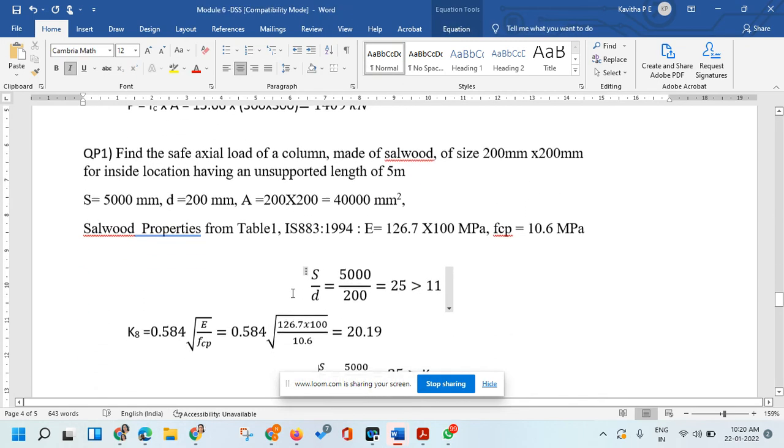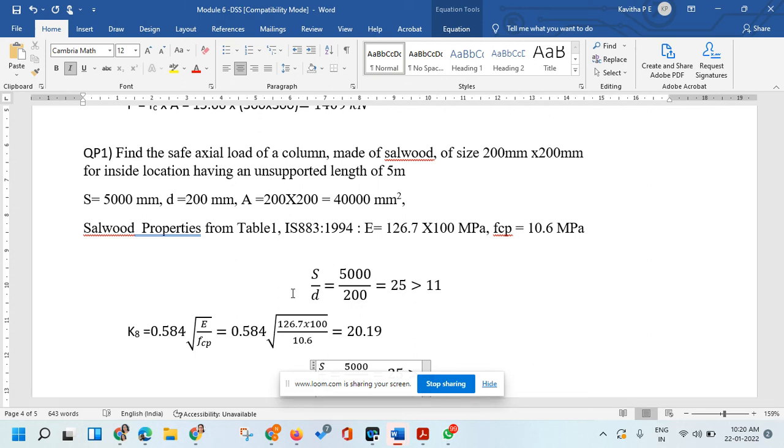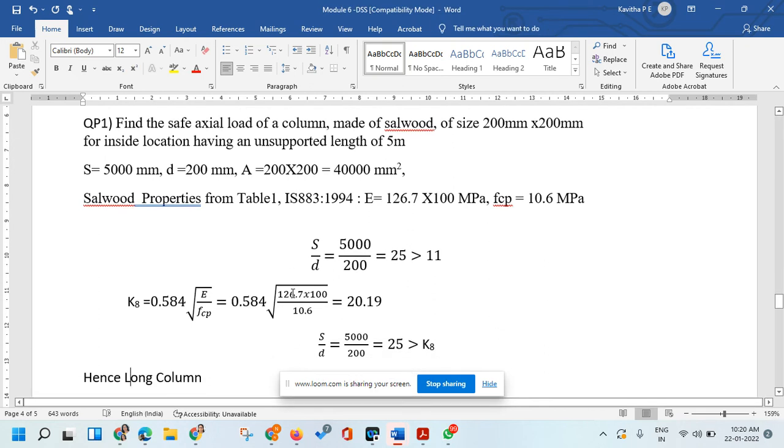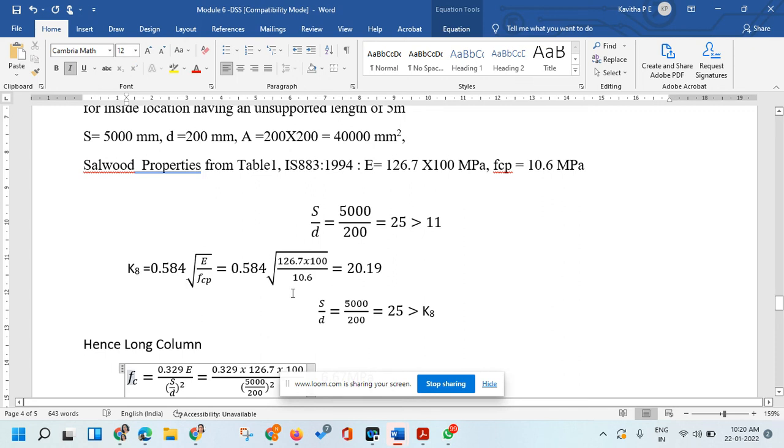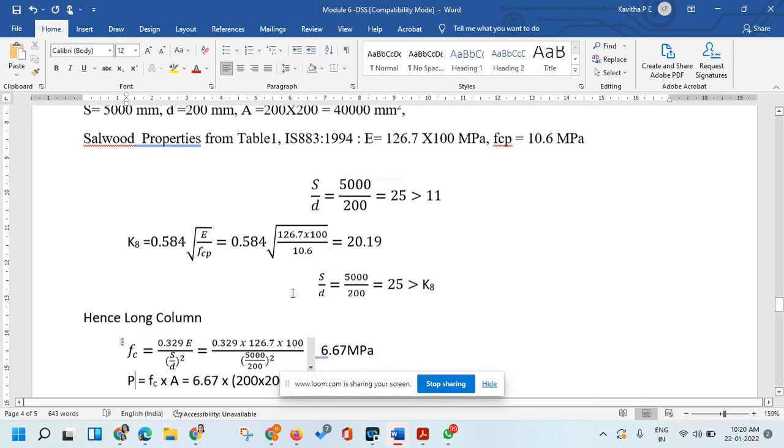Now we can see a question from the question paper. It is quite simple. It is given that it is a sandwood with cross section 200 by 200 and unsupported length 5 meter. Find the safe axial load capacity. For 5 meter and 200 cross section, S by D is 25. It is greater than 11. So I need to check it with K8 value also. I have checked it with the K8 value, and it is found that K8 value is only 20. So it is a long column.